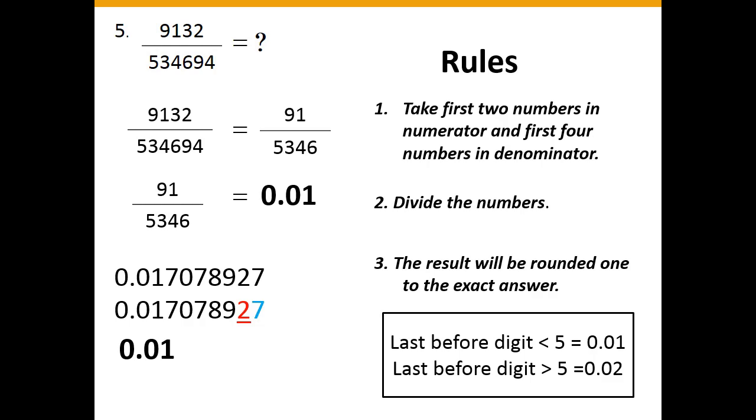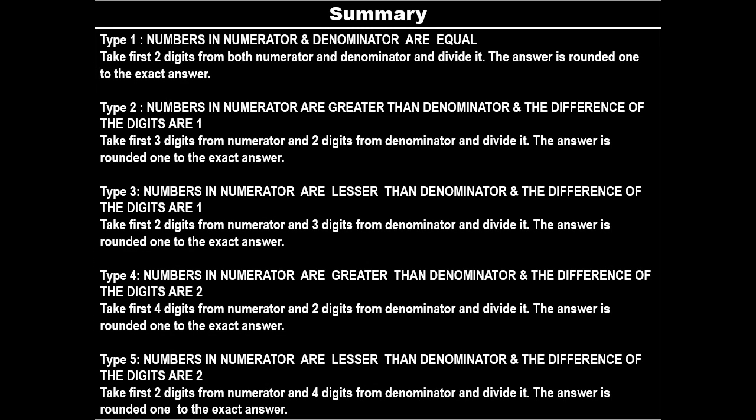Okay friends, let's move to the summary. See the summary, friends. What I taught you in the full video, I have written on a single page. So please listen carefully. Type 1: numbers in the numerator and denominator are equal. Take the first 2 digits from both numerator and denominator and divide. The answer is rounded to the exact answer. I wrote what we did in type 1. Okay, see the next type.